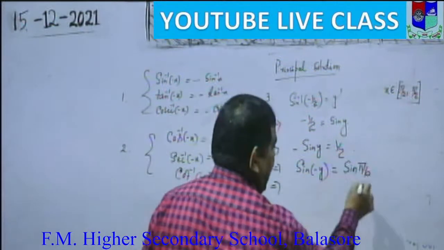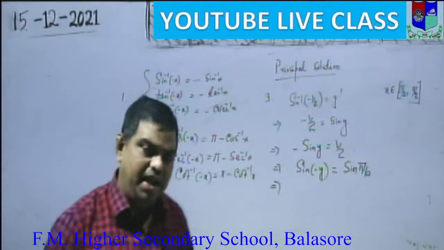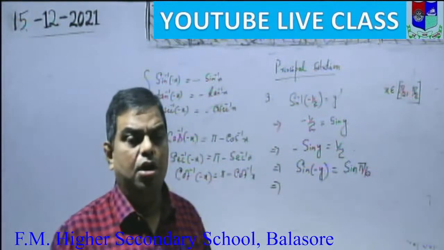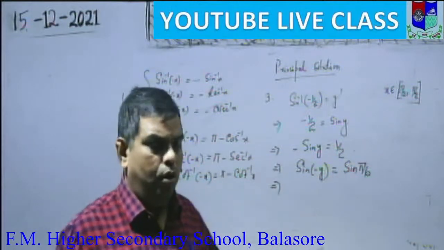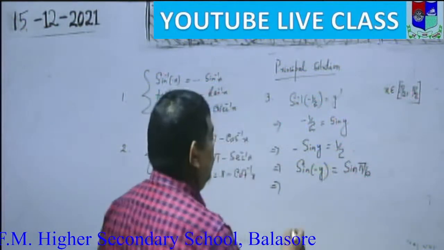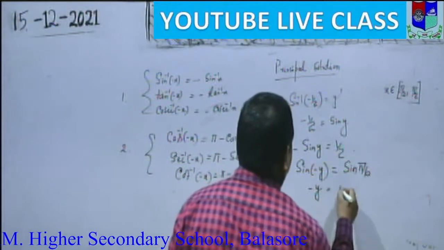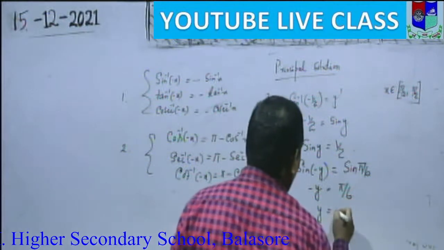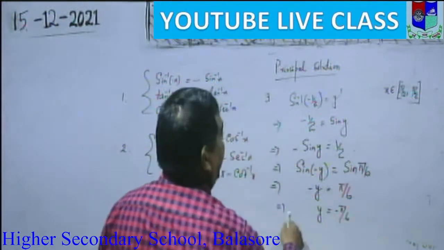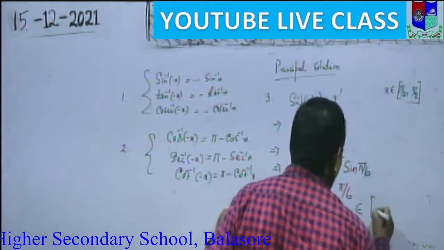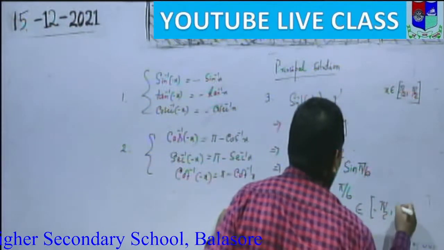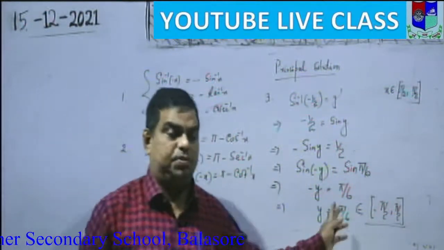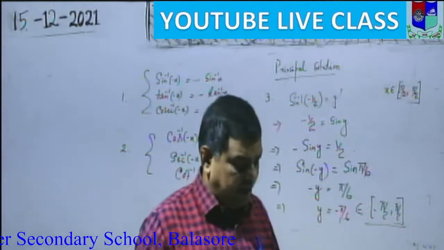This implies we cannot cancel sin; we compare the angles. On comparing these two we have minus y is equal to pi by 6, and we require y is equal to minus pi by 6. It lies within minus pi by 2 to plus pi by 2. It is satisfying the principal domain of sine. So this is the result.